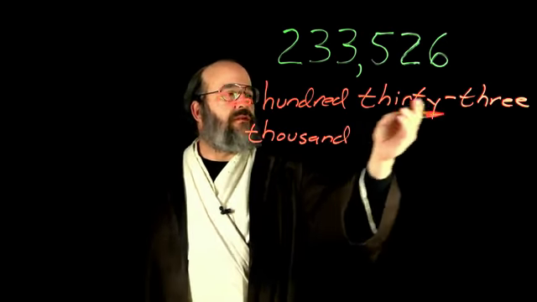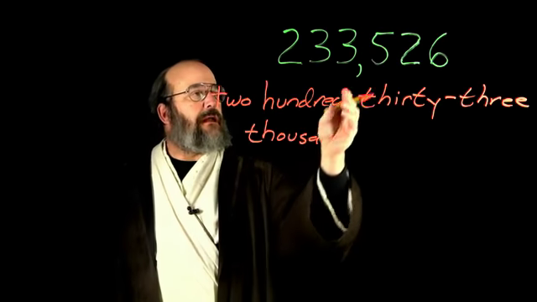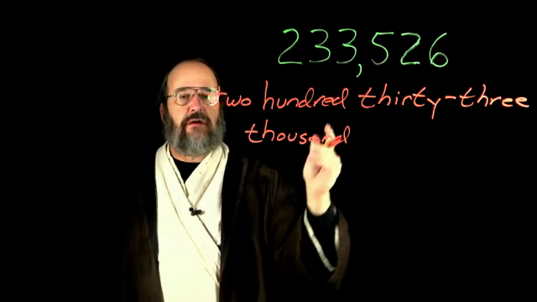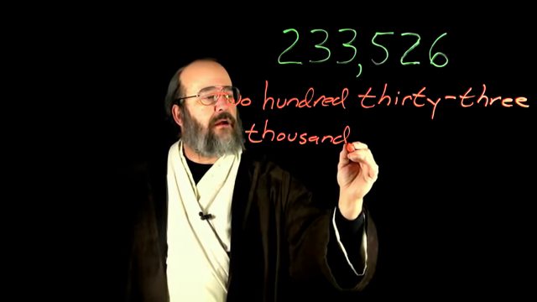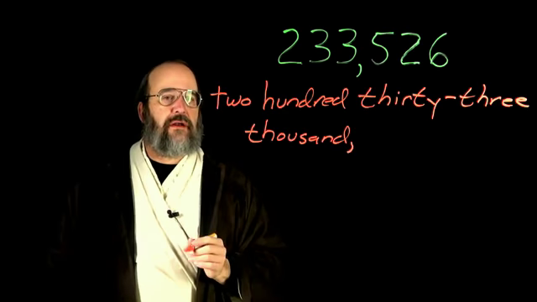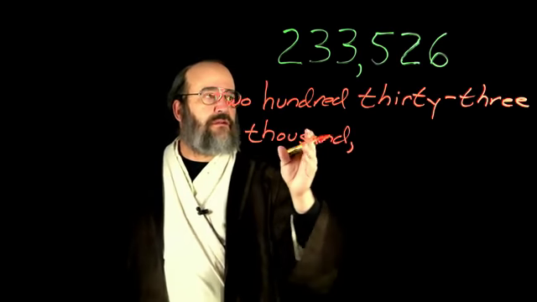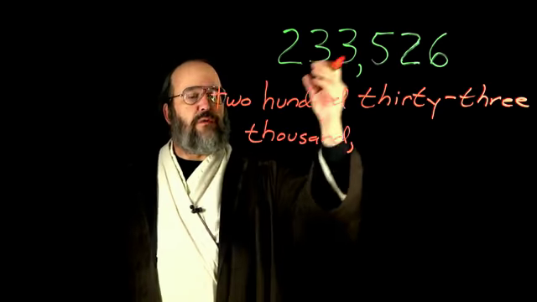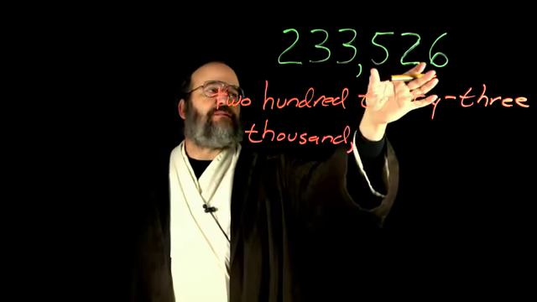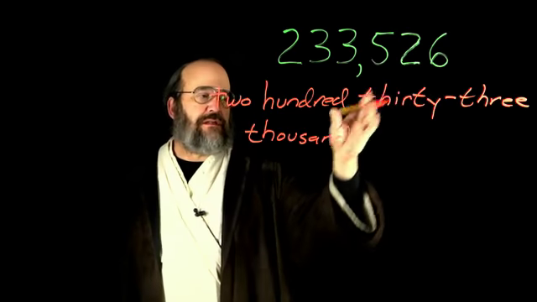So we have 233,000. Now it's important, where the comma is in the number, we also need the comma in our words when we write it out. So we put a comma there that kind of ends the period, 233,000. Now move to the next period. The next period is 526.